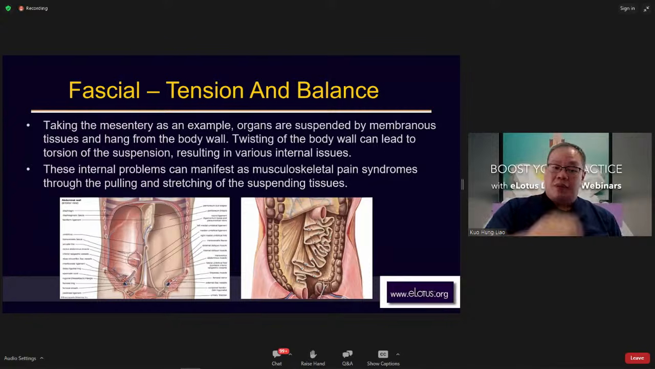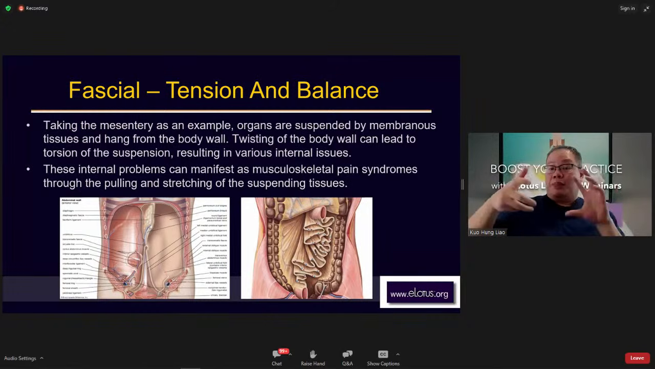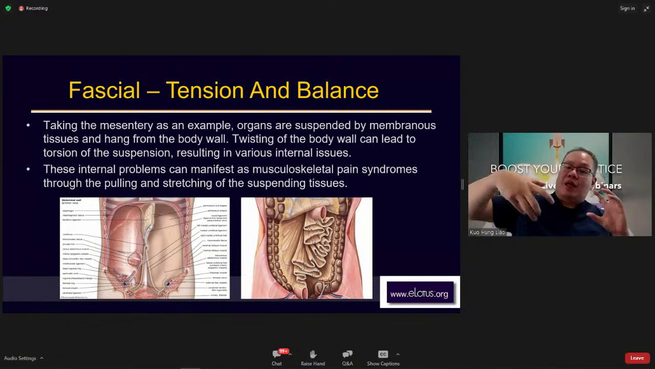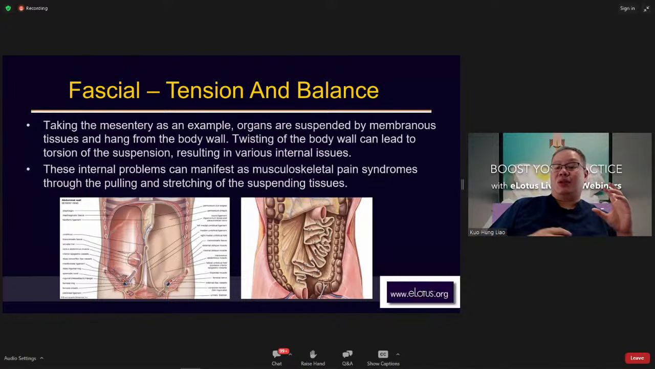When we have a twisting of the body wall or an arm and leg systems problem, it makes the body wall twist, the bone structure twist, and the abdominal cavity or chest cavity membrane twist. When it twists, the tissues suspending the organs are going to twist too, and the organ angle is going to change. Once it changes, it might create some internal issues.